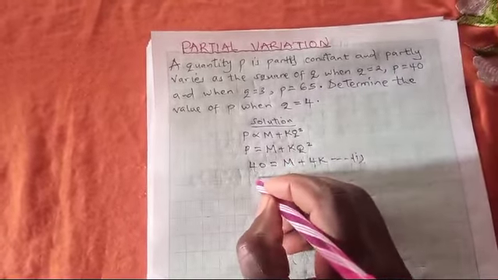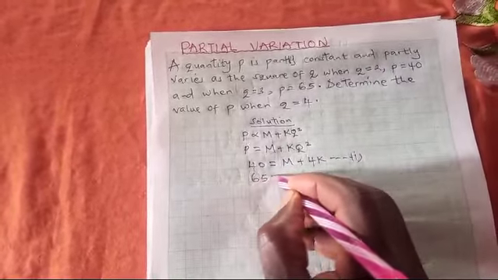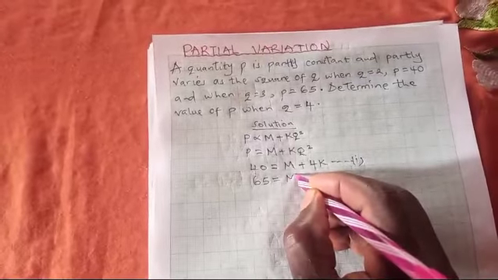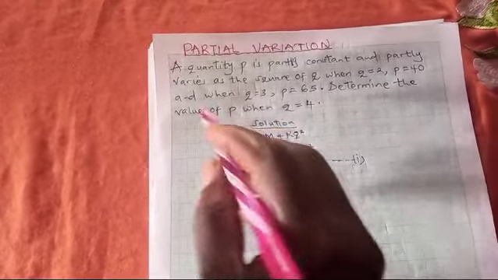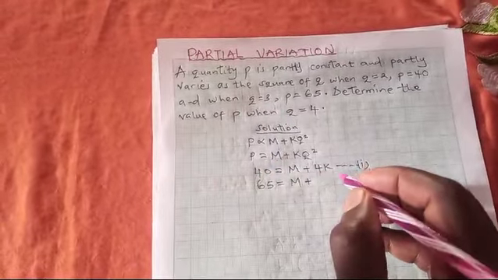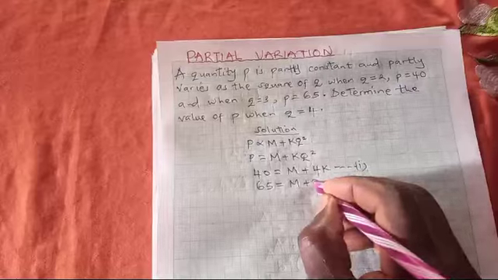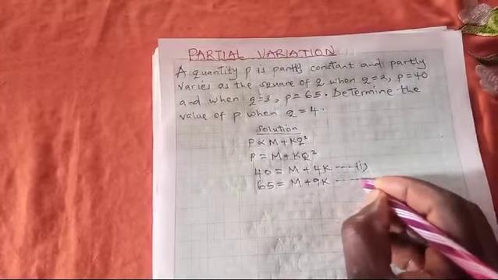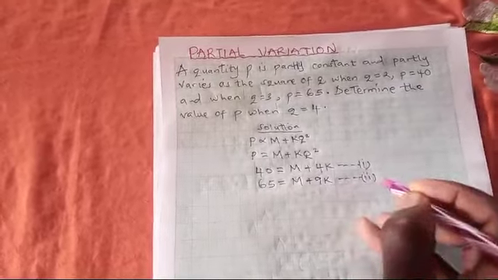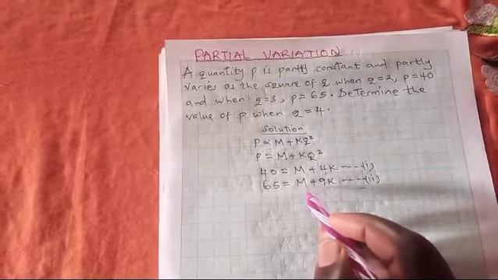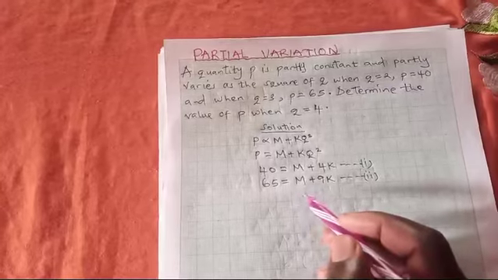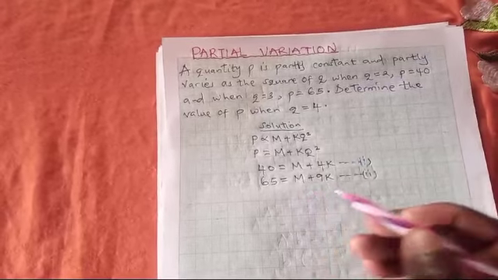The second one, when P is 65, we do not have M, plus we have Q, which is in fact 3. The square of 3 is now going to be 9K. This is our second equation. We can decide to find the value for M. We can decide to use elimination to find the value for K.